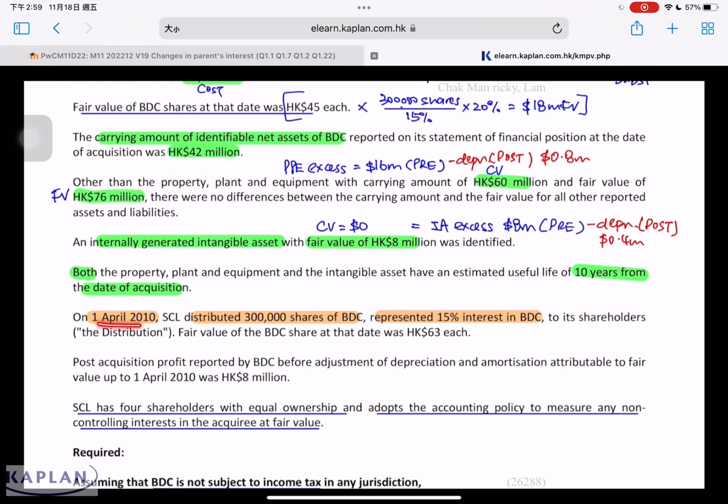On 1st April 2010, SCL distributed 300 shares of BDC, representing 15%, to its own shareholders. Before that it held 80%. SCL gives 15% of shares to its own shareholders, so after that, 80% minus 15% is equal to 65%. Assuming that with 65% it will still have control, it still consolidates. For this case, it's a change in ownership without affecting control. Let's adjust the NCI, 15%. To do this, we must have the usual working.